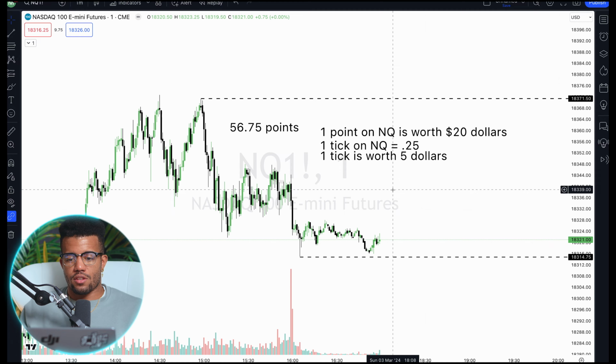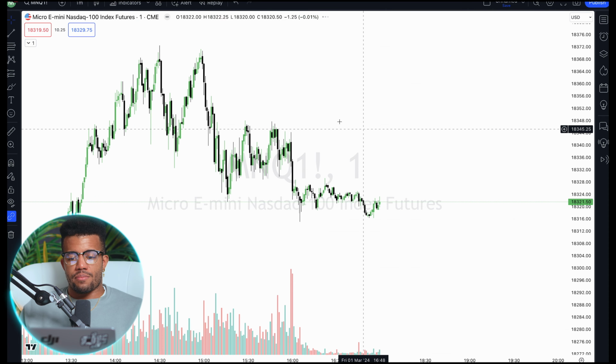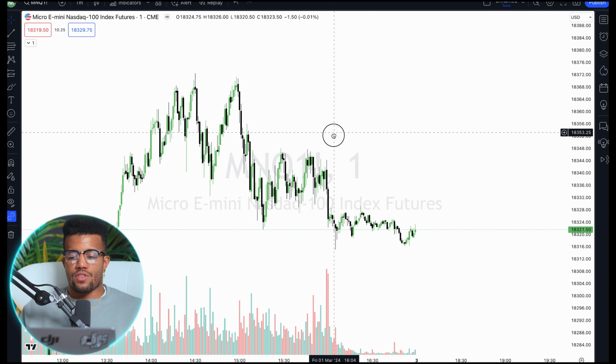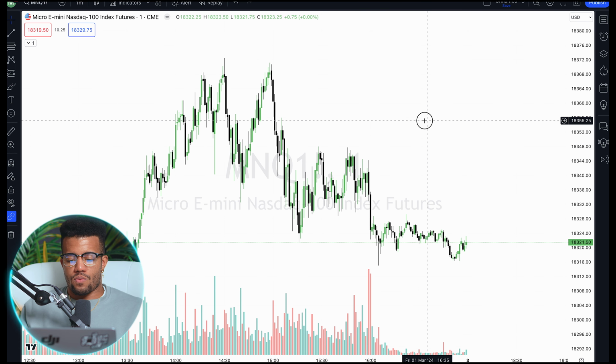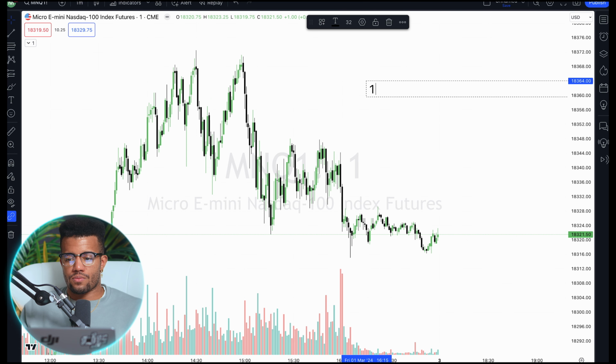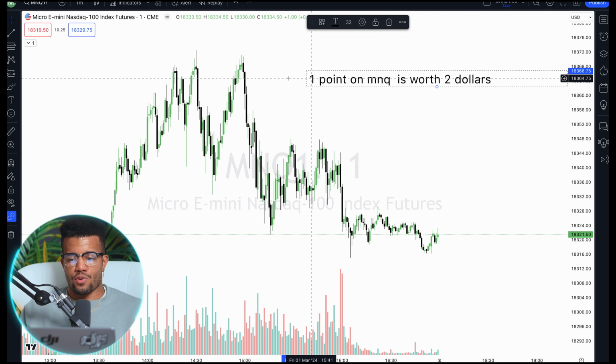So let's look at MNQ. These are the micro e-mini NASDAQ futures, so these are a tenth of what the NQ is worth. Let's actually just write it out. 1 point on MNQ is worth $2. Okay. The exact same movement, same prices, but 1 point is worth $2.